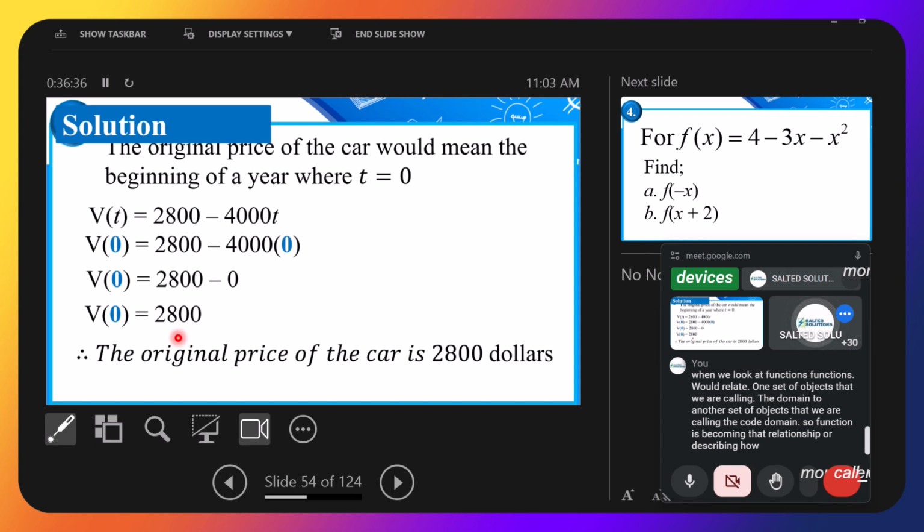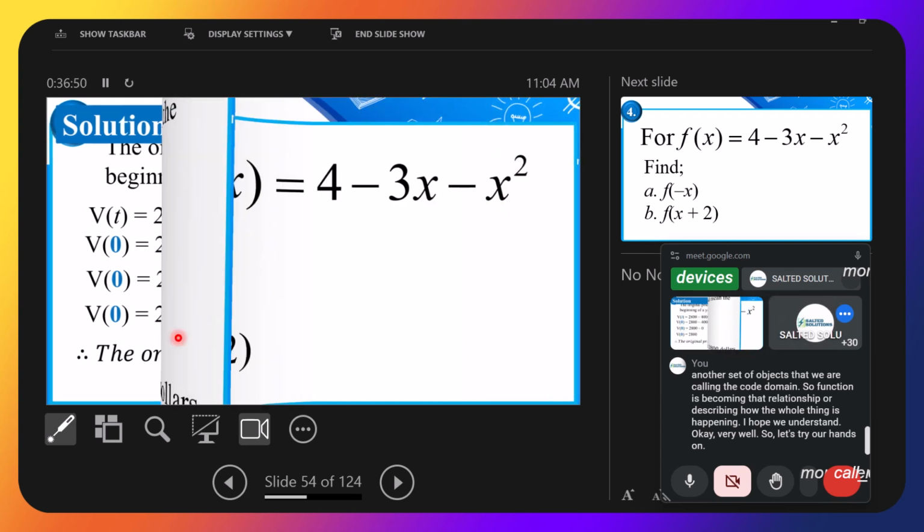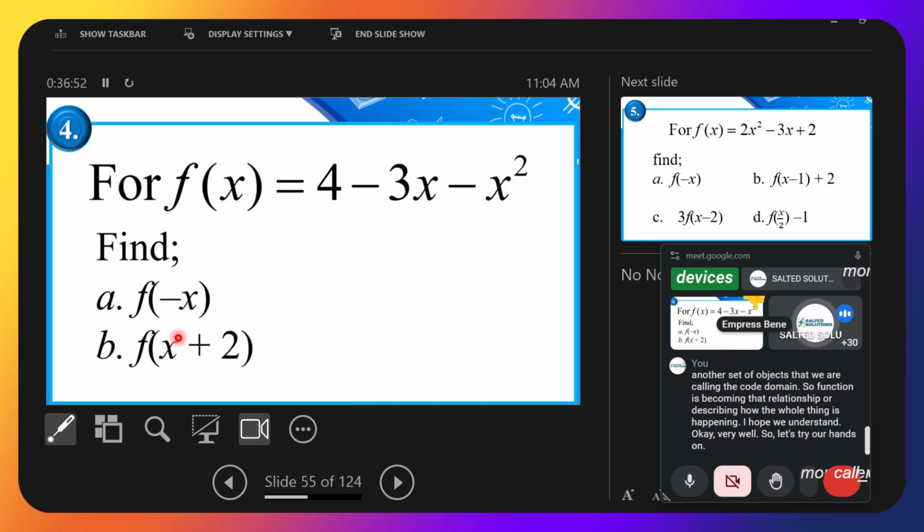I hope we understand. Okay, very well. So let's try our hands on these other questions quickly as we proceed, looking at the examples, the assignments that we went through.